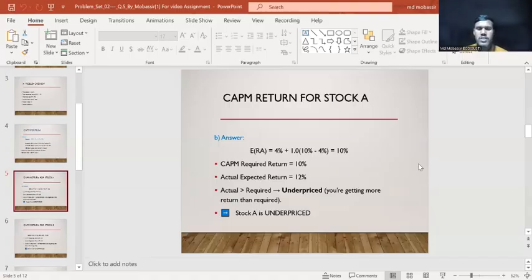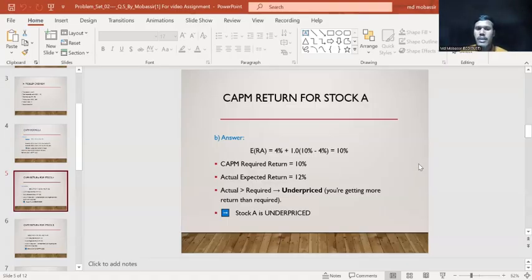Here you can see on the screen, the CAPM required return is 10% and the actual expected return is equal to 12%, which is given in the question. Now we can decide whether it is underpriced or overpriced based on the actual return with respect to the required return. If the actual return is greater than the required return, then the stock is underpriced.